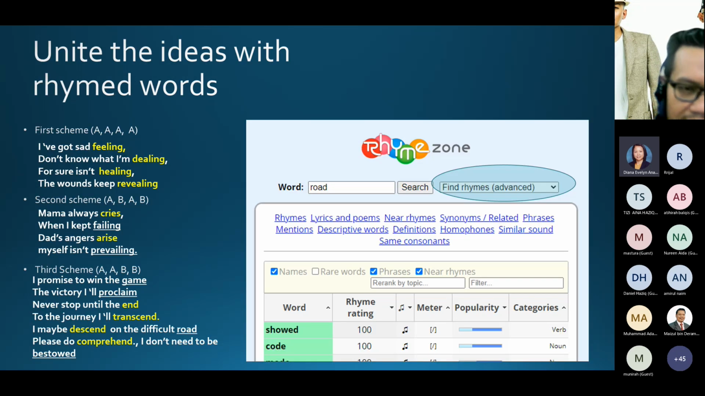This is how you can unit ideas. We have different rhyme schemes because rhyme is a very important element in rap. So you need to know the scheme, or the way to write a rhyme. The first scheme is A. In Malay we call this gurindam, the endings are the same. I've got feeling, dealing, healing and revealing. The same, not in spelling but in pronunciation. Feeling, dealing, healing and revealing.